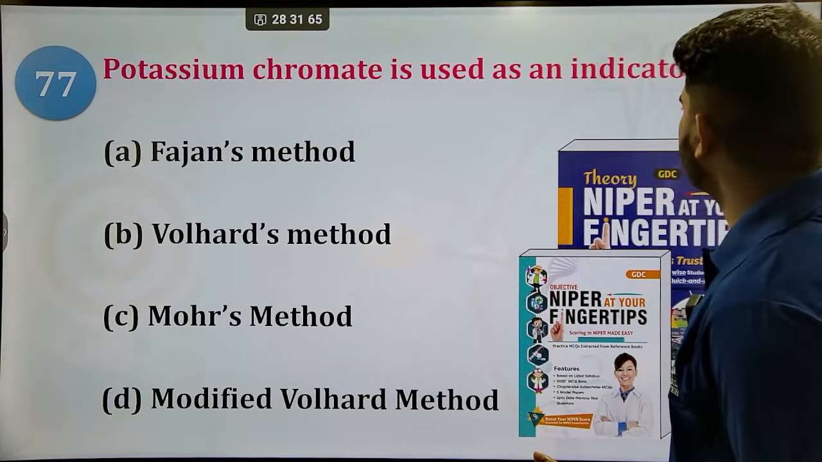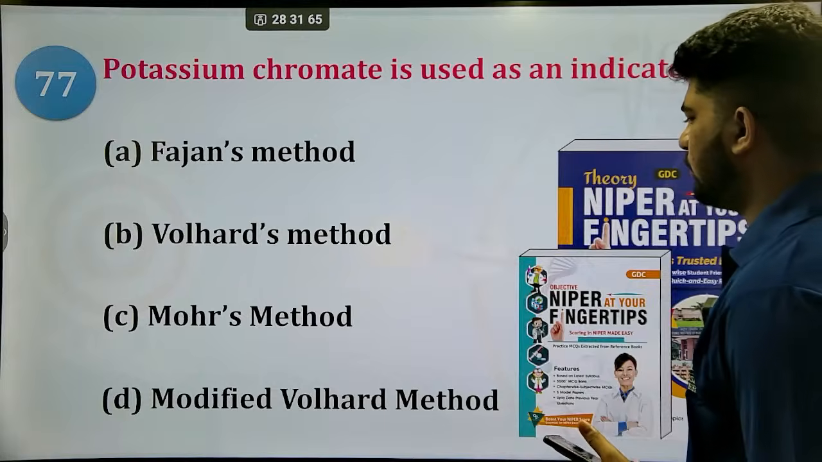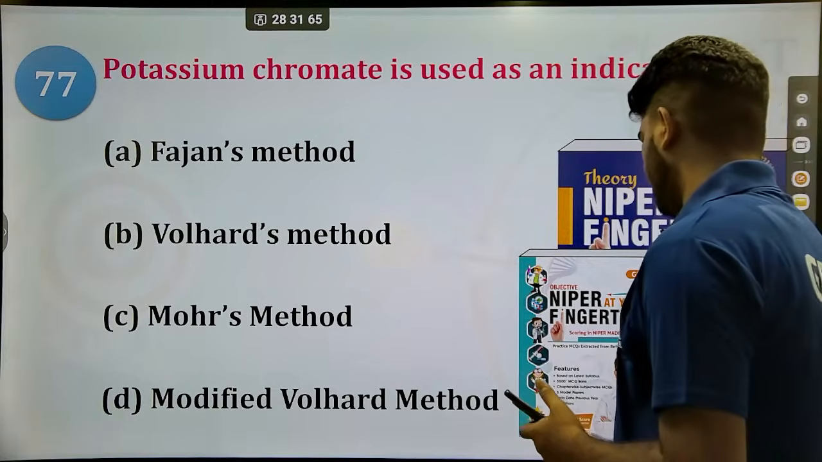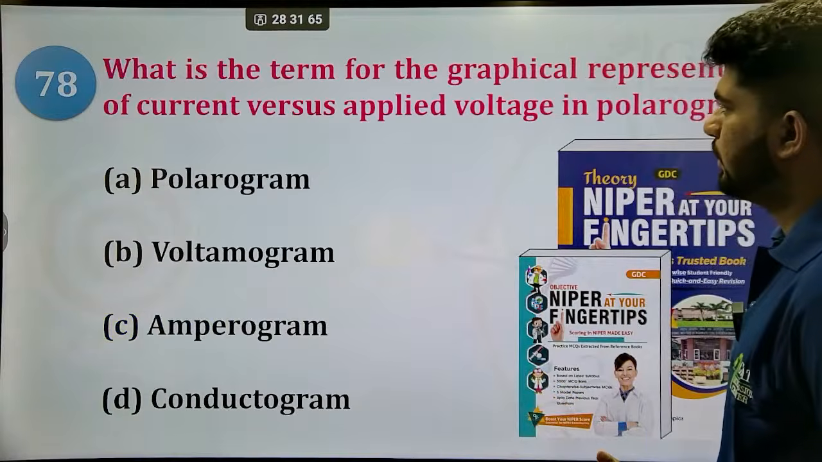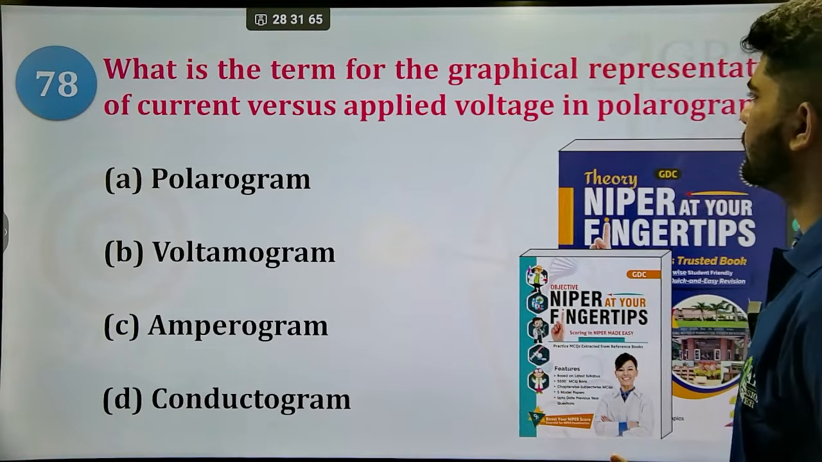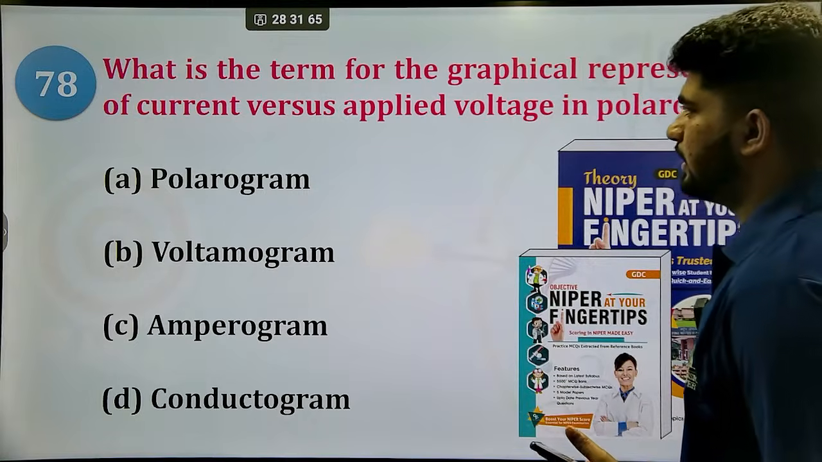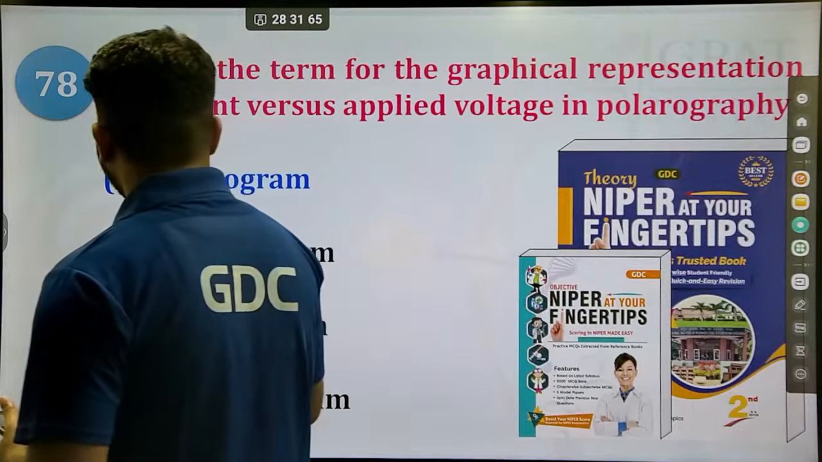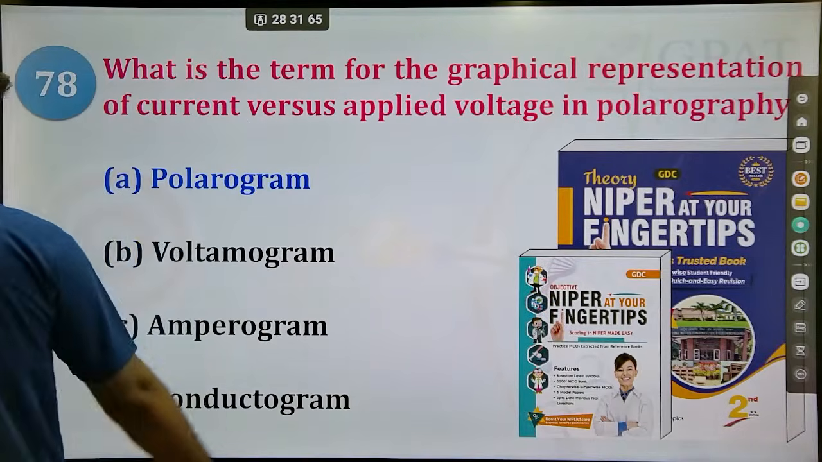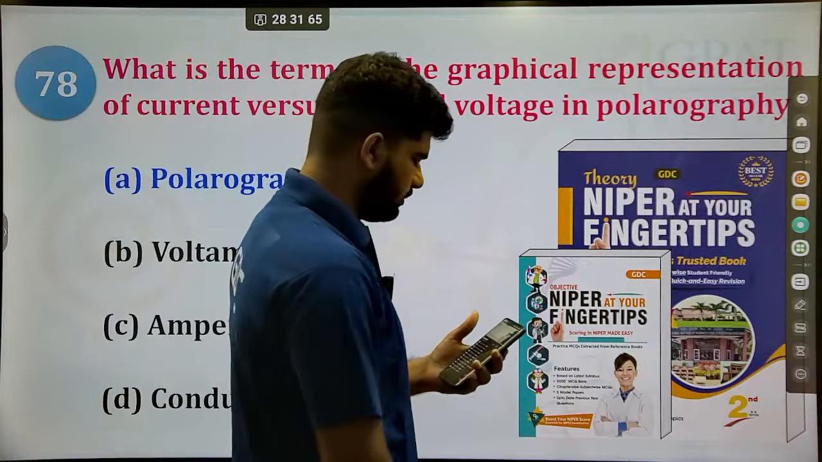Potassium chromate is used as an indicator in Fajans method, Volhard method, Mohr's method, or modified Volhard method case. Yeah, that is your Mohr's method. What is the term for graphical representation of current versus applied voltage in polarography? Obviously, that's your polarogram. If we are talking about polarography, then obviously it would be your polarogram, right?